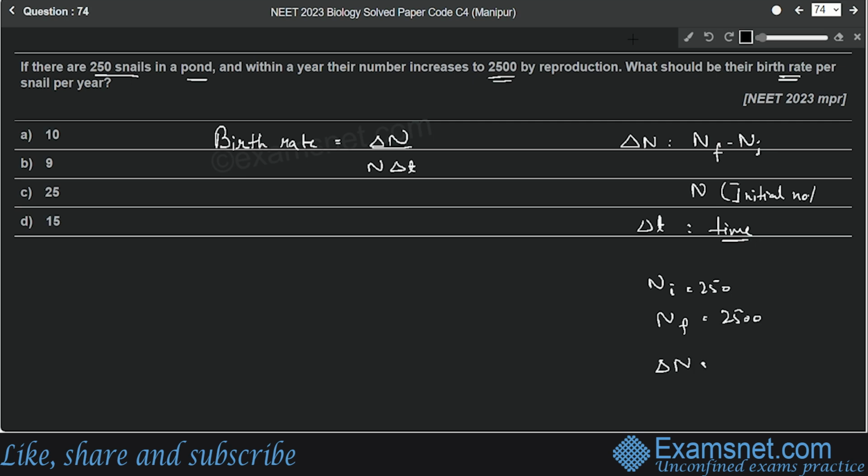Delta N will be 2500 minus 250. So here we get 2250. This is the value of delta N. So let's put this in this formula. Delta N is 2250 upon N, the initial number, that is 250, into time given is 1 year. So delta t will be 1. On solving this, we'll get 9. Okay, 25 into 9 will be 225. So birth rate will be 9. That means option B, 9 per snail per year.